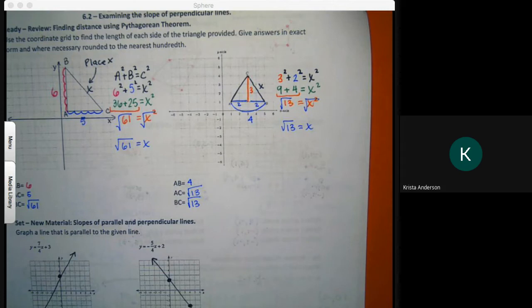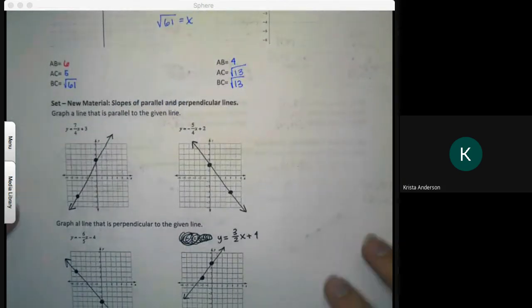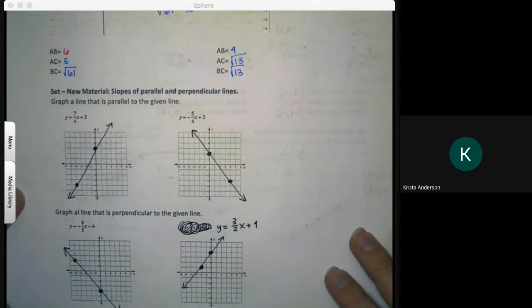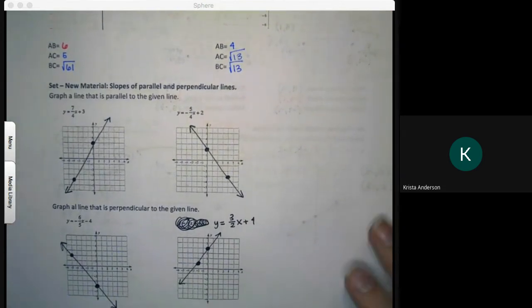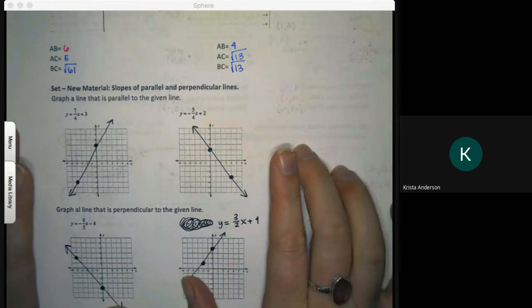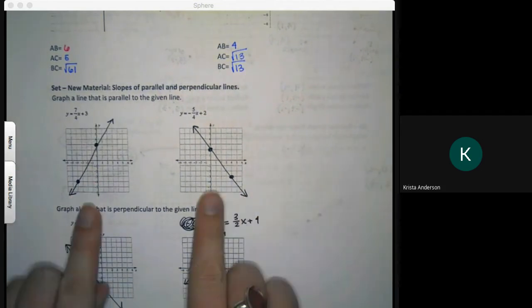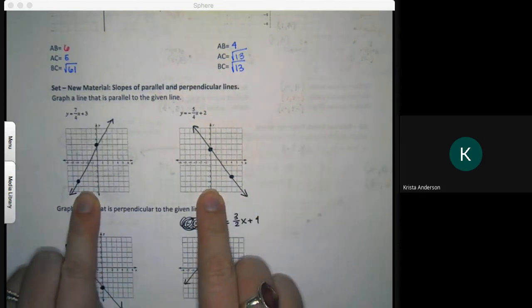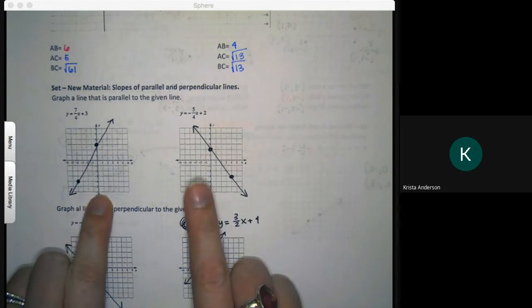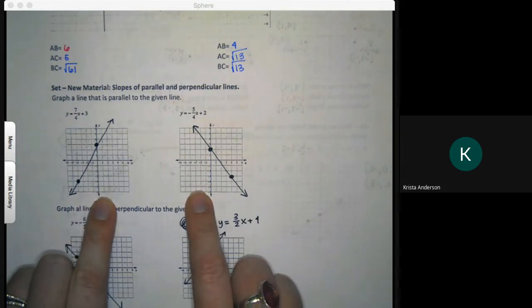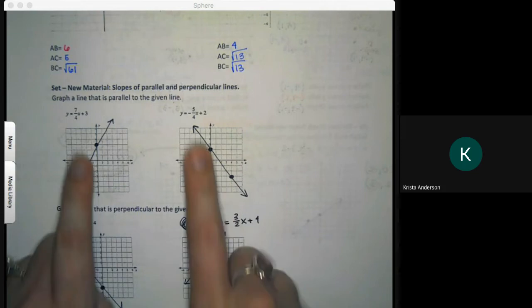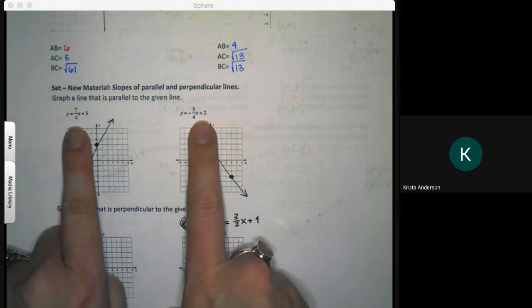All right, go to the set section. We will be drawing parallel and perpendicular lines. If you are not here to copy these in, these should be pre-drawn on your graph. So on your homework, they will give you a line. They will not give you an equation. They will just give you a line.